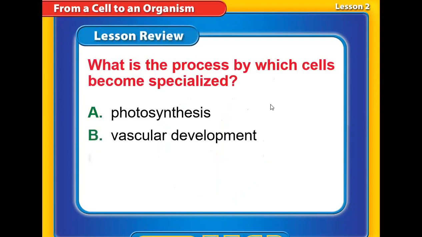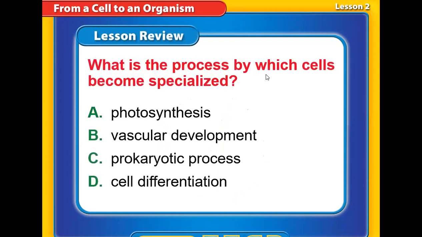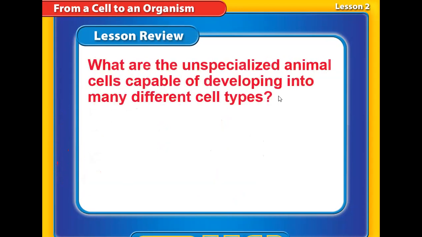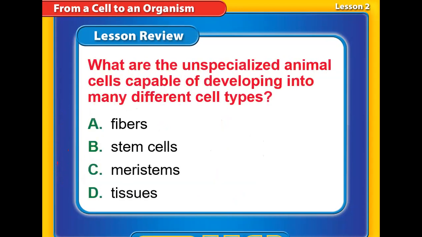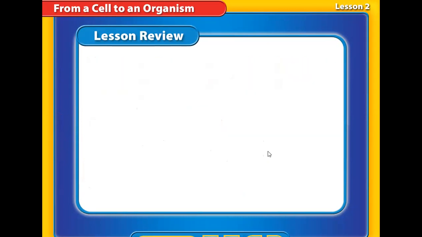And here, let's find some questions to try to answer. What is the process by which a cell becomes specialized? The cell specialization process, we call it cell differentiation. Then, what are the unspecialized animal cells capable of dividing into many different cell types? That means the cells which still have the ability to divide and are not specialized in certain work. We call them stem cells. In animals we call them stem cells, while in plants we call them meristem cells.